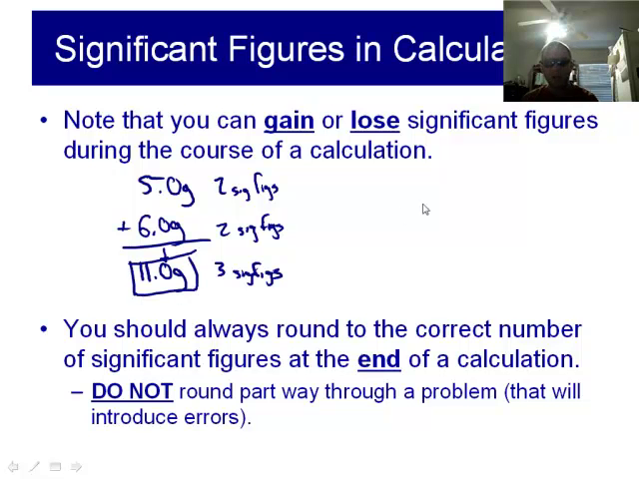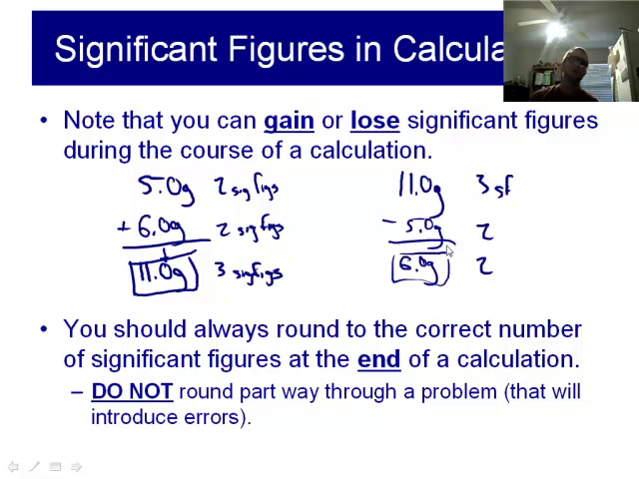That can happen. And the converse is also true. Say we had 11.0 grams, we subtracted from it 5 grams. The answer would be 6.0 grams. But if we do that, this has got 3 sig figs, this has got 2, and so the answer here is going to have 2. In this case, we lost a significant figure. That can happen during the course of calculation, and it is okay.